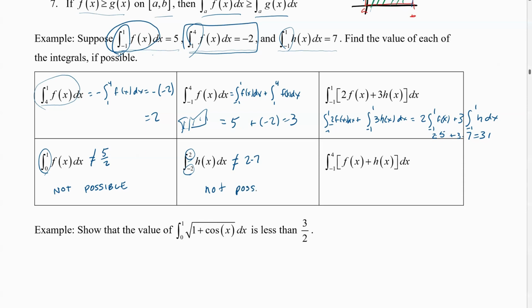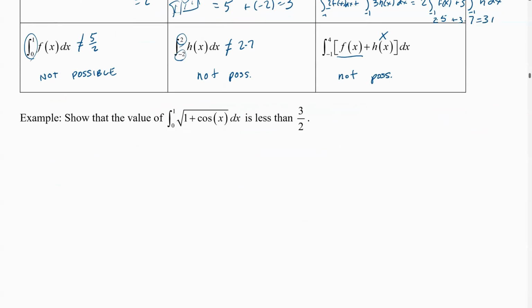And the last one, -1 to 4 of f of x plus g of x. Well, we've already found out the f of x part because we did this in part 2. But again, if this is the only information that we have about h, from -1 to 1, we don't have enough information to find out what's going on in that part. I'm going to list this as also not possible to calculate. Let's move on to this next thing.